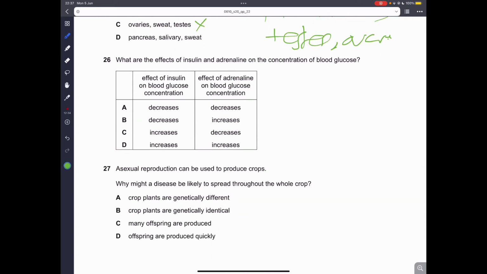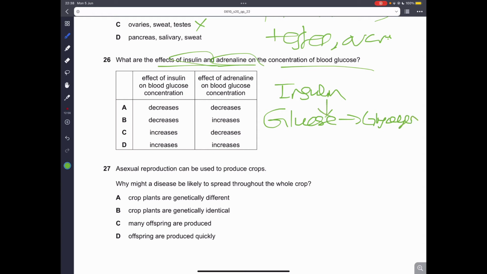Question 26. What are the effects of insulin and adrenaline on the concentration of blood glucose? Okay, insulin is a hormone that is produced by the pancreas, and it stimulates the conversion of glucose to glycogen.